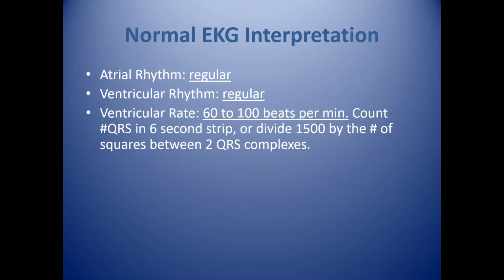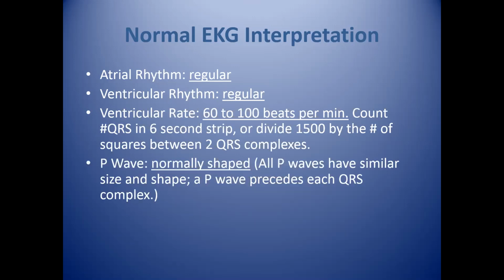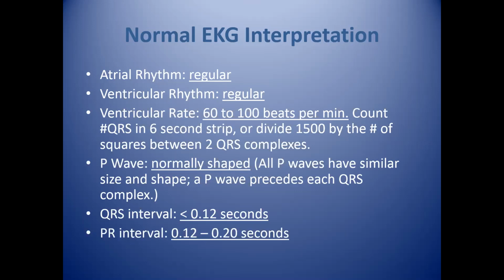The ventricular rate, you count the number of QRSs in a 6-second strip multiplied by 10. Is it between 60 and 100? You look at the P wave. Is there one P wave for every QRS, and do they all look similar? That QRS interval, is it less than 3? Is it 3 little boxes or less? If the answer is yes, it's narrow, and that's a normal finding. The PR interval from the beginning of the P wave to the beginning of the QRS, is that between 3 to 5 little boxes? And if the answer to that is yes, that's normal.